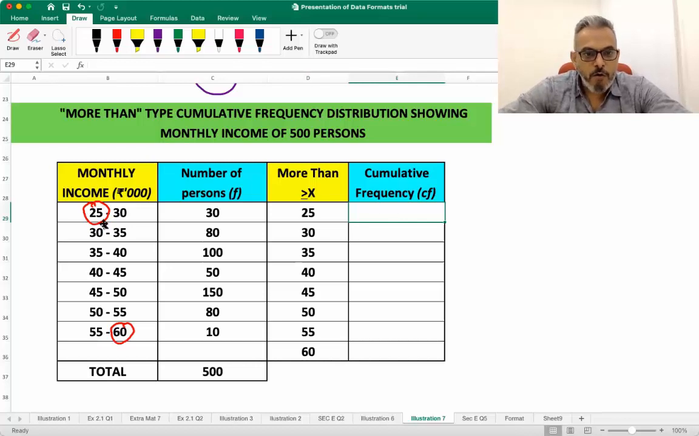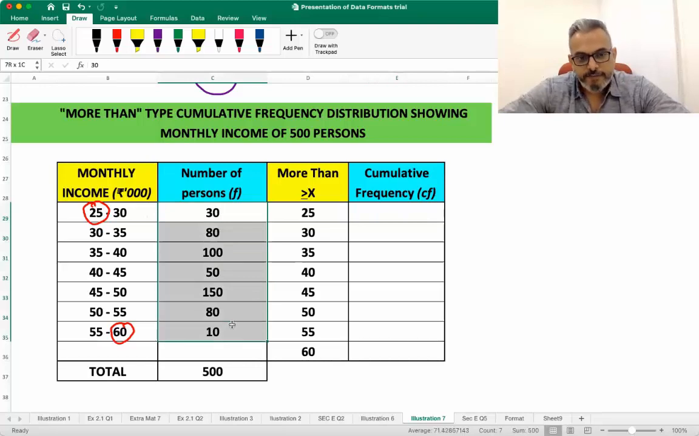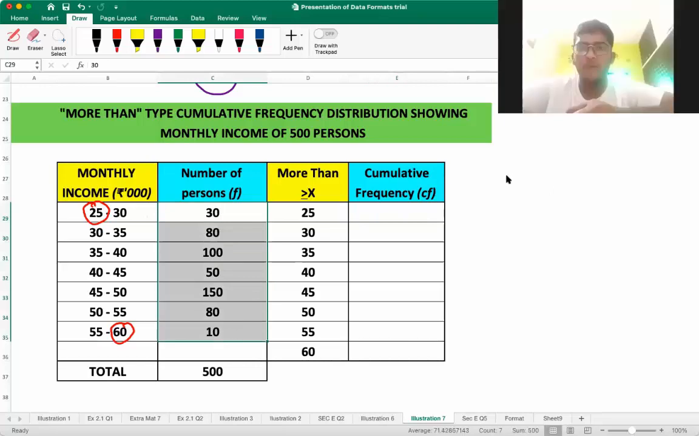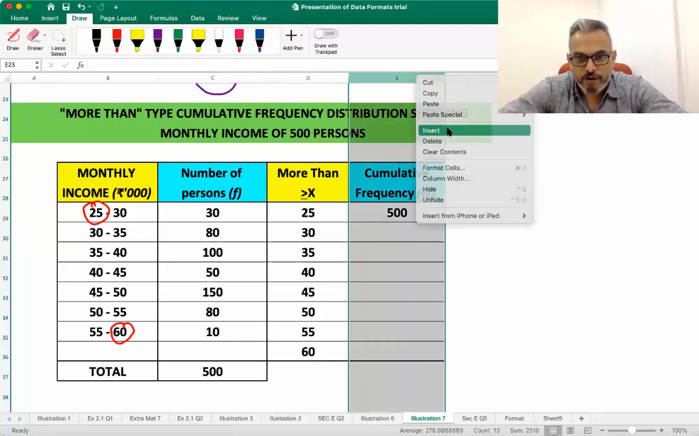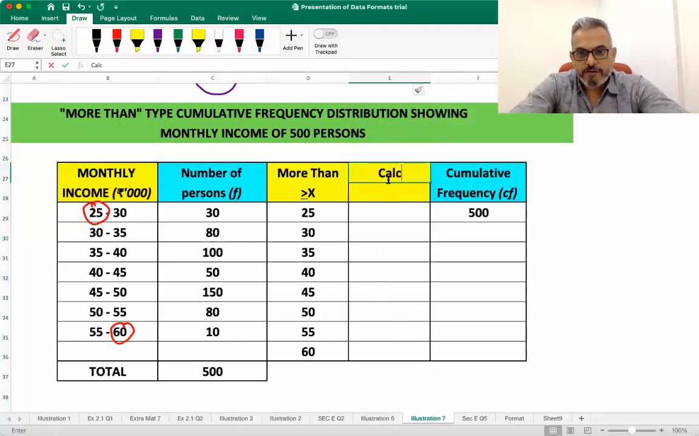Now, cumulative frequency. Why am I writing more than equal to over here? Because 25 का टैली मार्क भी 25 to 30 में आएगा. So 25 या 25 से ज्यादा कितने लोग हैं? Can you tell me? 500. 500 people. Yes. पूरे 500. Okay, I'll just insert one column over here for calculation. So पहला directly 500.